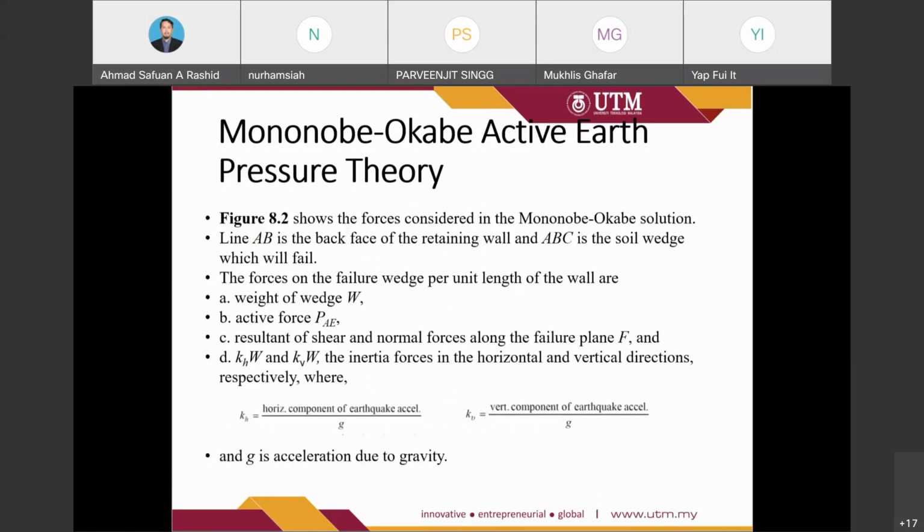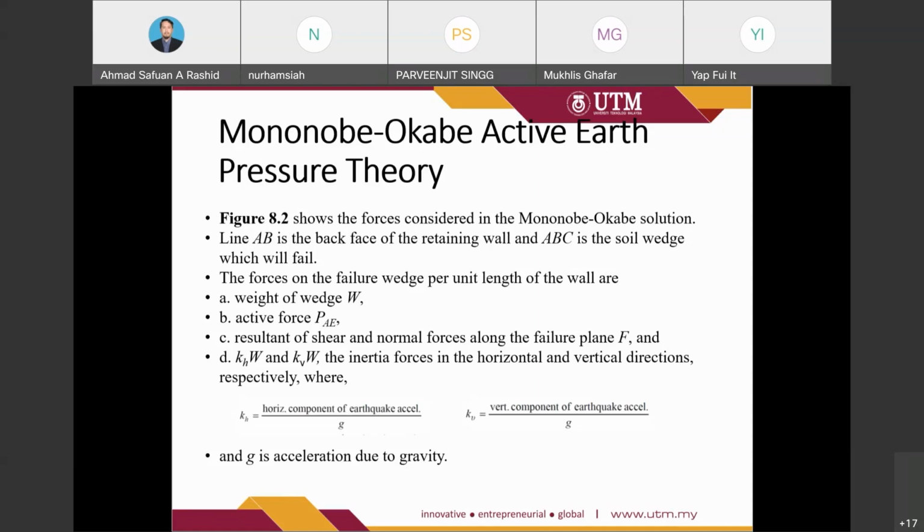The soil behind the retaining wall behaves as a rigid body. Figure 8.2 shows the forces considered in the Mononobe-Okabe solution. Line AB is the back face of the retaining wall, and ABC is the soil wedge, similar to the Rankine and Coulomb approaches. The forces on the failure wedge per unit length of the wall are the weight of the wedge W, the active force PAE, and the resultant of shear and normal force along the failure plane F.